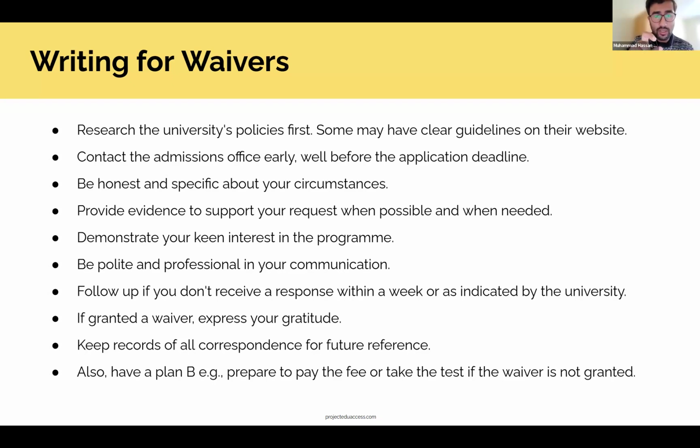And be honest and specific about your circumstances. Don't just say that I want a fee waiver. State the reason: I'm interested in studying MA special education and leadership at University College London. Is there a possibility for me to have a fee waiver because of these specific reasons and circumstances? Provide evidence to support your request when possible and when needed. Build a case for yourself and your interest in your program. Be very polite and professional in your communication.